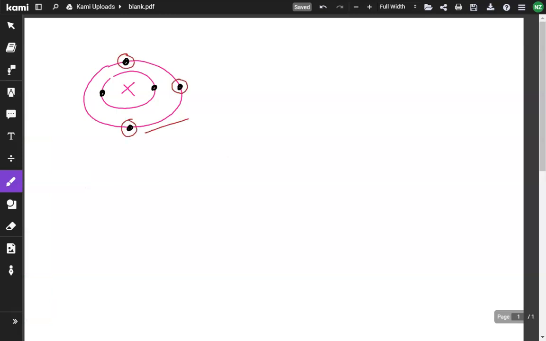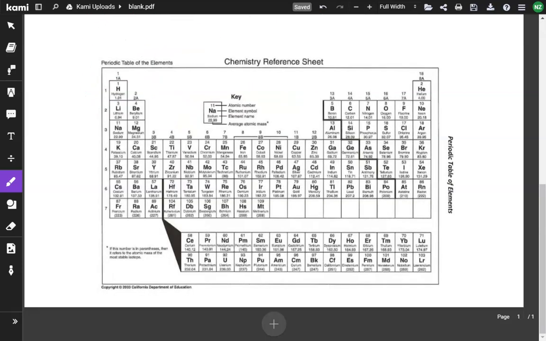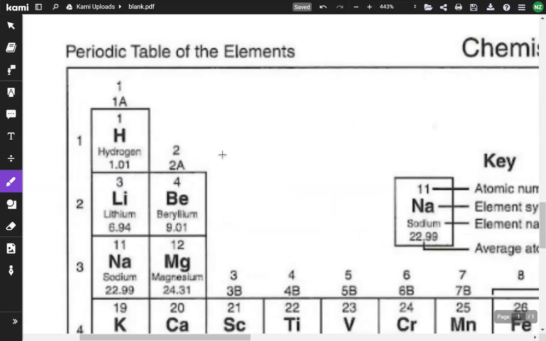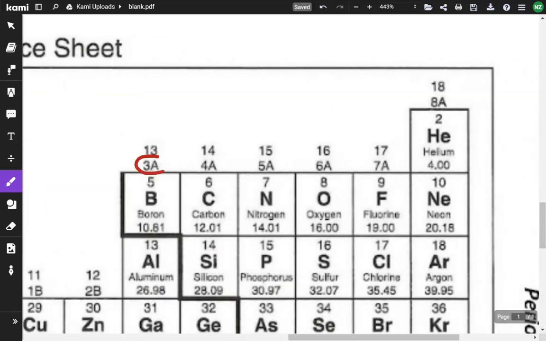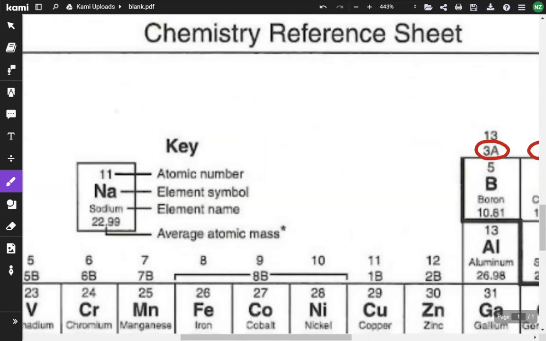So in this case, those would all be valence electrons. Okay, so the outermost electrons are valence electrons. If you look on your periodic table, the group numbers, 1A, 2A, go across the table to the other side, 3A, 4A. Those are the number of valence electrons for every single element in each group.